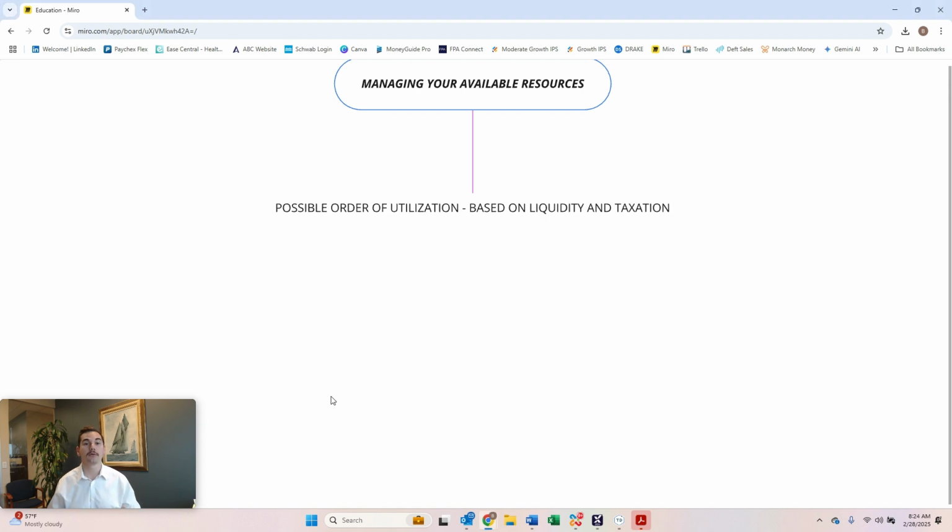Now, this is a possible order based on general liquidity and tax characteristics, but this is not personal financial advice. Full disclosure, your order should be what's best for your individual financial situation. This is just more for general educational purposes based on liquidity, taxation, and interest rates, because you might not have access to all these resources. Okay, now that we got that out of the way, let's get into it.